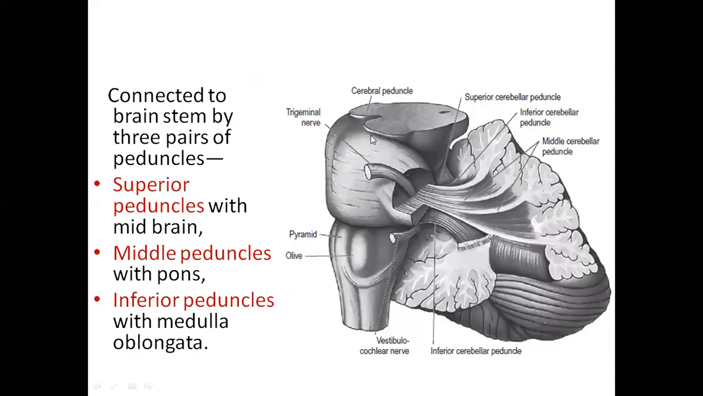Now see this pons, medulla oblongata, and above we have the midbrain. This whole brainstem has connections with the cerebellum by means of peduncles. We have three such peduncles: the superior cerebellar peduncle, connecting the midbrain to the cerebellum; the middle cerebellar peduncle, connecting the pons to the cerebellum; and the inferior cerebellar peduncle, connecting the medulla oblongata with the cerebellum.